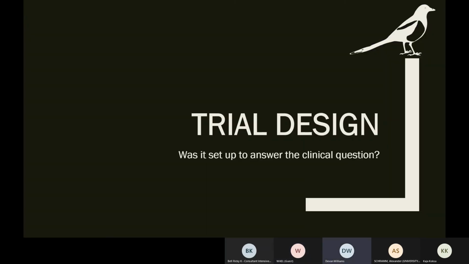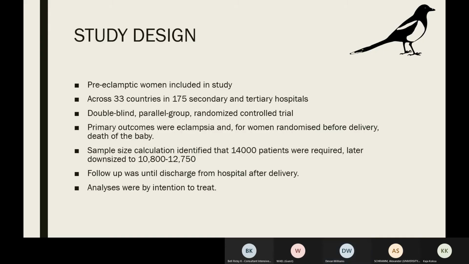So, getting onto the trial design and making sure it's set up to answer the clinical question. Obviously preeclamptic women were included, and that's the target for this study. It wasn't looking at any other kind of seizure activity. There were 33 countries involved, 175 actual hospitals in a variety of countries. I don't have the full list, but it is in the paper. It was a double-blinded, parallel group, randomized, controlled trial.